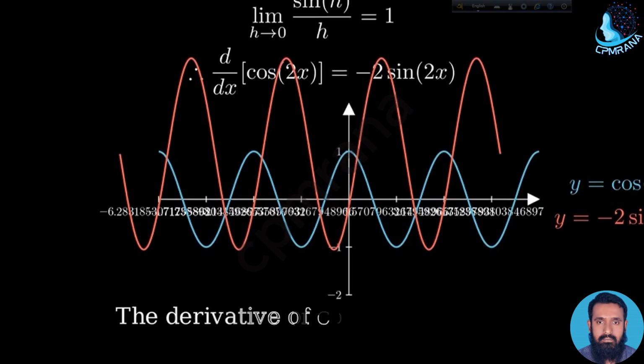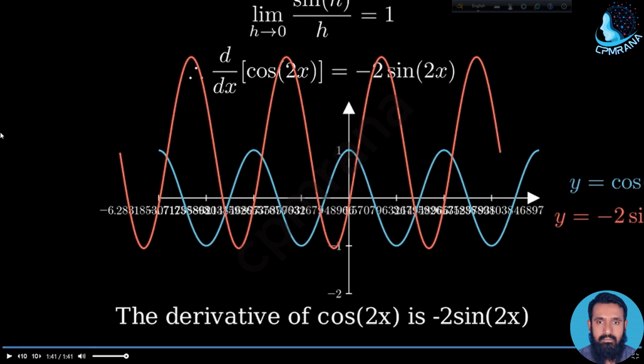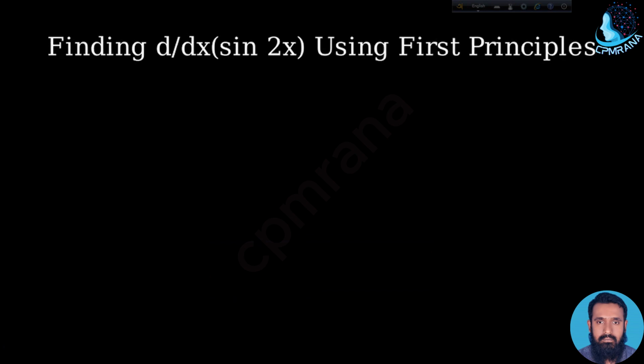And there we have it. We've shown that the derivative of cosine 2x equals negative 2 sine 2x, both algebraically and graphically. Let's find the derivative of sine 2x using first principles. This means we'll use the fundamental definition of the derivative to find the result.